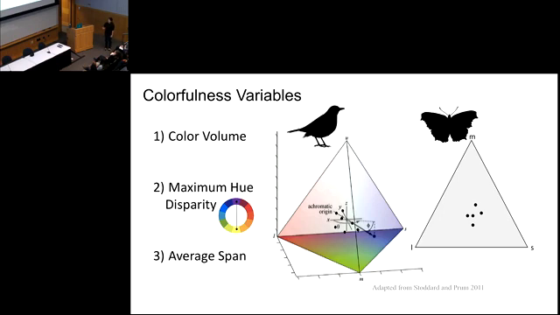And then the third is the average span. So the span is measured as the Euclidean distance between 2 points. So I measured all the distances between all the points within each color space, constructed the average, and used that as a measure of colorfulness within each of these receiver spaces.